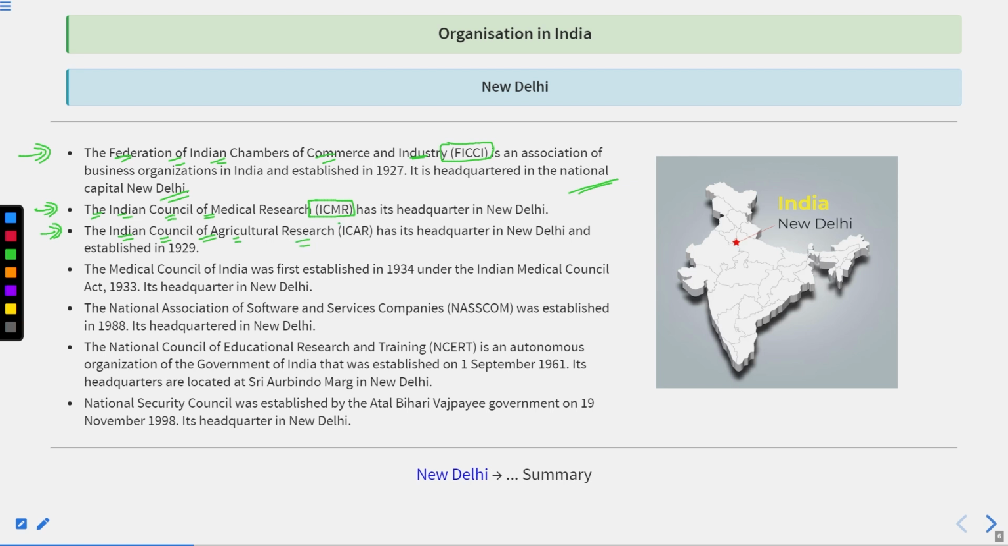Then we have ICAR, the Indian Council of Agricultural Research. It has its headquarters in New Delhi and was established in 1929. So we could say ICAR was established by the British government that was ruling the country at that time, because the Britishers wanted to boost agricultural production so that they could enhance their state revenue. In order to do this, they established the Indian Council of Agricultural Research, ICAR.